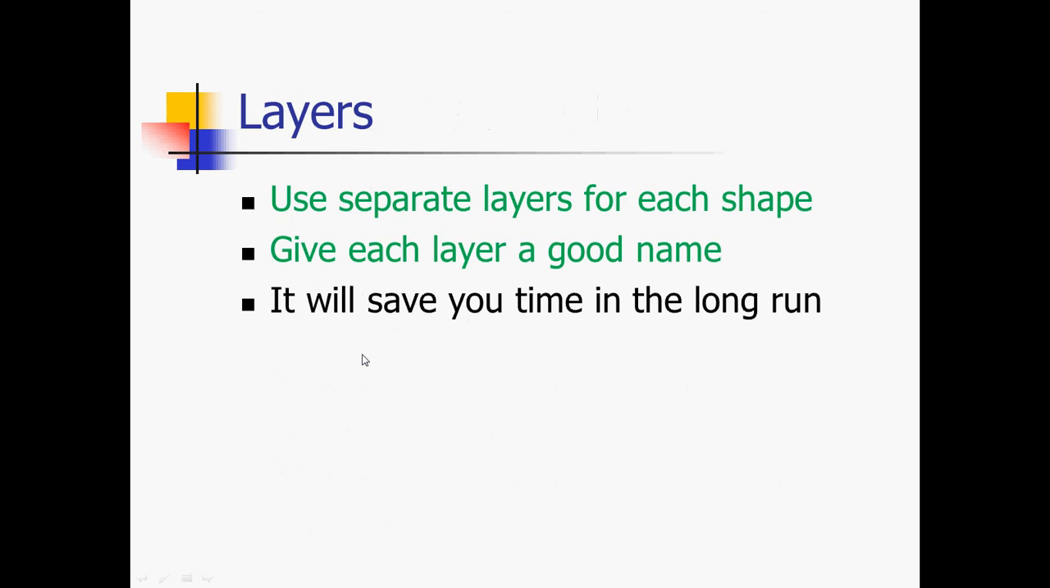Layers. Use separate layers for each shape. Give each layer a good name. For example, one cherry will go on one layer, the other cherry will go on the other layer, a stem will go on another layer, and give them each good names. It'll save you hassle in the long run.